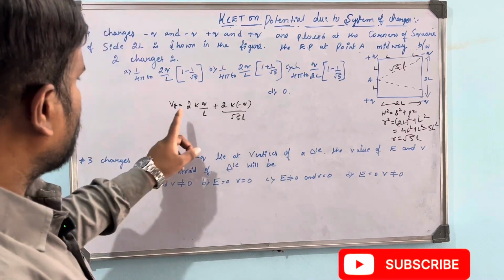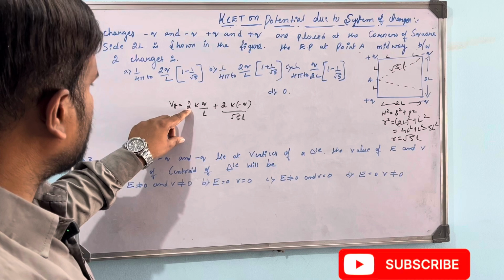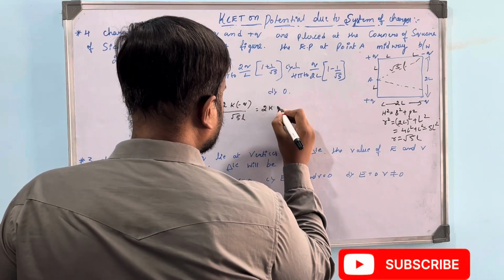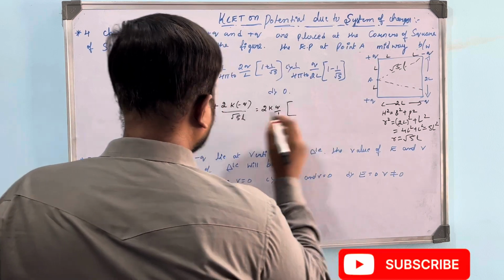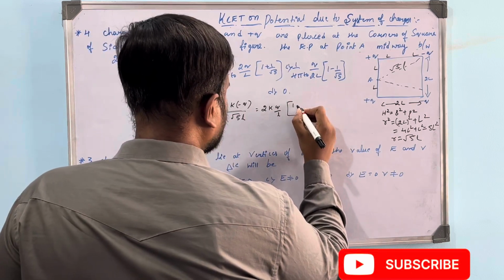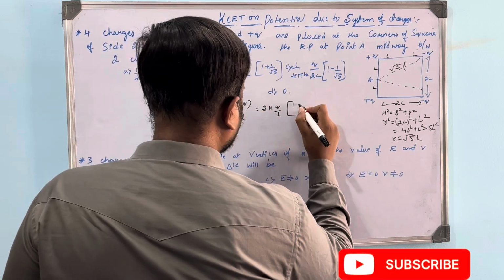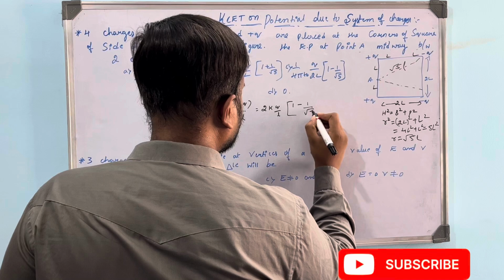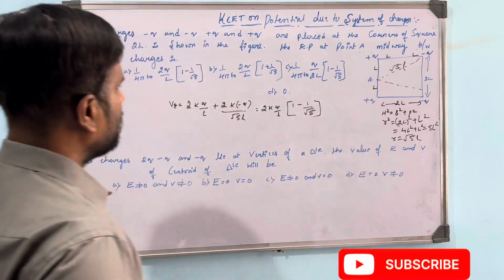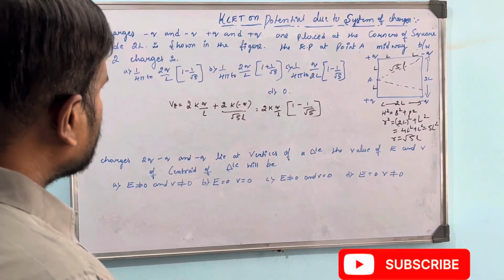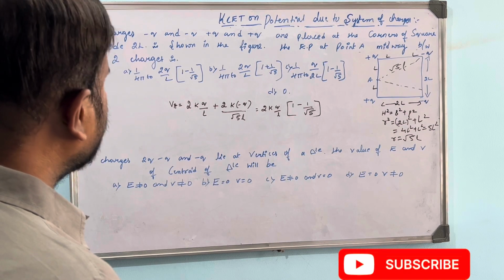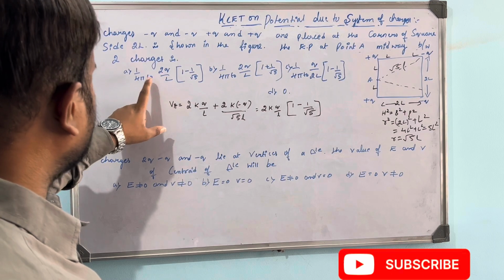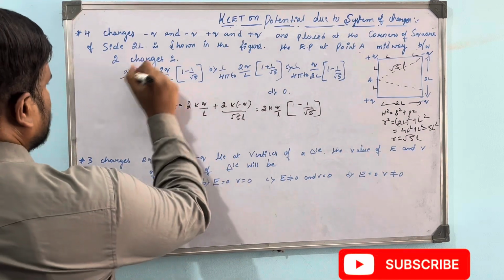From these two terms, what is common here? 2Kq by L is common. The remaining is 1 minus 1 divided by root 5. So this is the required solution: 2q K by L into (1 minus 1 by root 5), where K is 1 by 4 pi epsilon naught. This is the required solution.